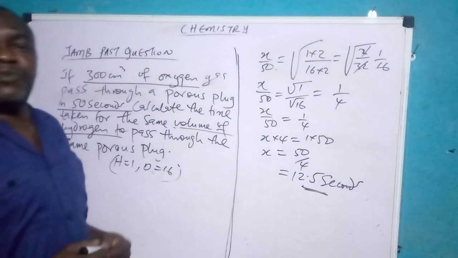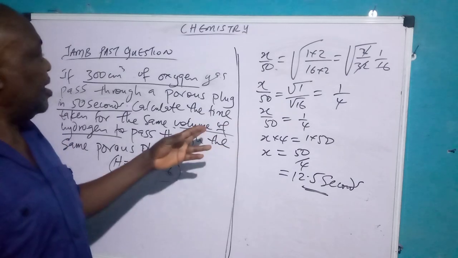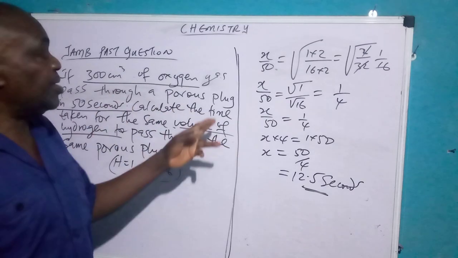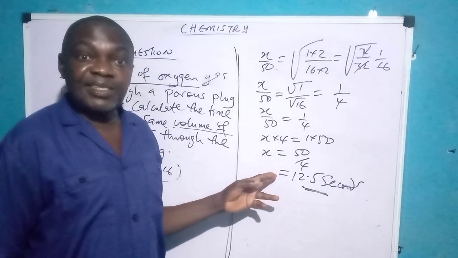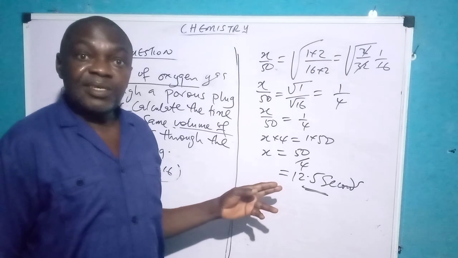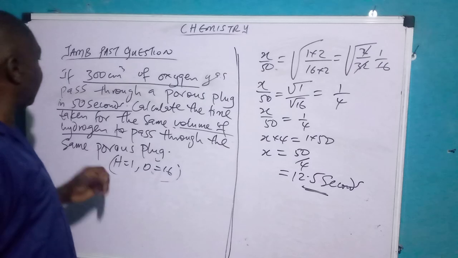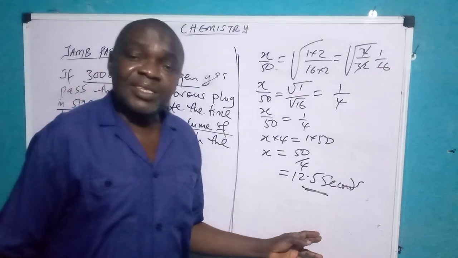So my highly esteemed viewers, this is how you carry out similar calculations that involve this kind of questions. Remember, this kind of question is on Graham's law of diffusion, which states that the rate of diffusion of any gas is inversely proportional to the square root of its density at constant conditions, that is standard temperature and pressure, standard condition. So this one is on Graham's law, and this is how you carry out this calculation.